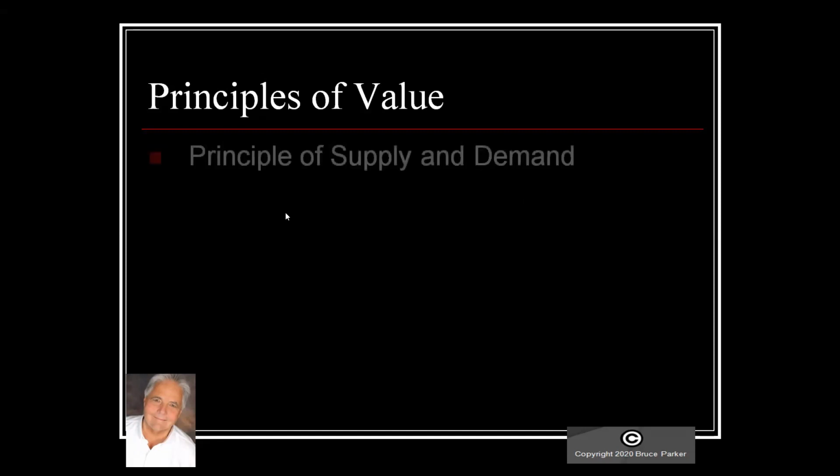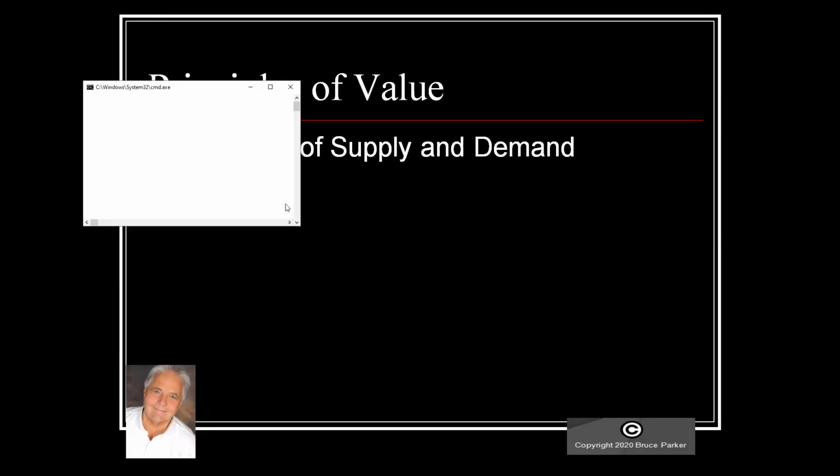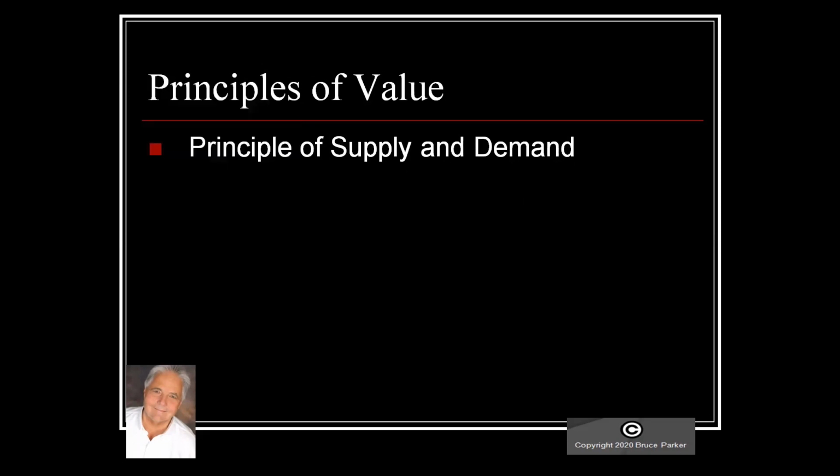The first one is the principle of supply and demand. When there's not many houses on the market and the supply is low, prices go up. When there's a lot of houses on the market and there's a great supply, prices go down. When there is a large amount of capital available, prices go up. When there is no capital available, there's no money to borrow, prices go down. That's the principle of supply and demand.